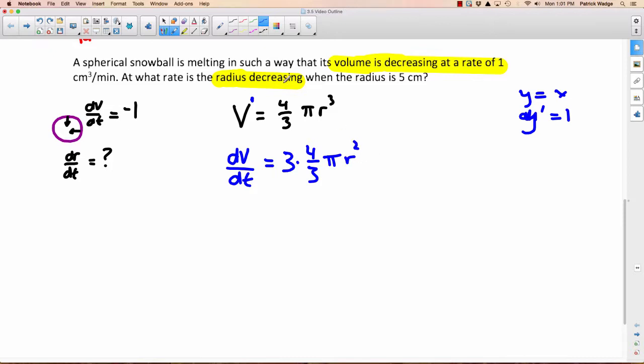But remember, we're not doing this in terms of r, so we now have to do implicit differentiation, which means we have to add on to this dr/dt. This is always going to be the case. When you're taking the derivative, it's always going to be dV/dt, dr/dt, dP/dt, whatever. So dV/dt equals, well, these cancel, so I'm left with 4 pi r squared dr/dt. Great, we've done the derivative.